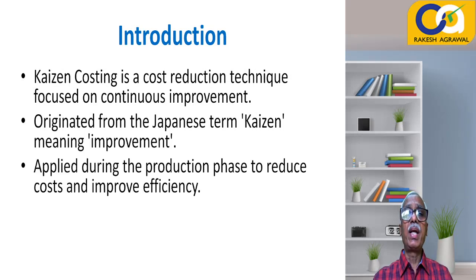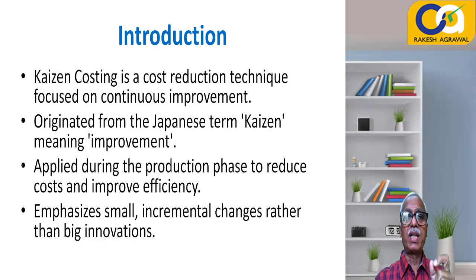This technique is applied during the production phase to reduce the cost and improve efficiency. So mainly this technique is targeted towards the manufacturing process, where you have to find out the areas of reducing the cost and continuously increasing the efficiency of either your product, that is product efficiency, or your process efficiency, the way you manufacture the product. So it is targeted towards cost reduction and also focused on improving your efficiency.